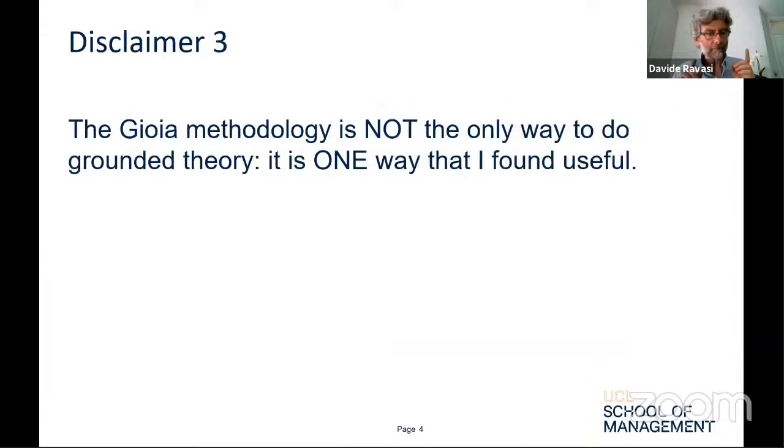Third disclaimer, I'm not saying that the Gioia methodology is the only way to do grounded theory. It is one way of doing grounded theory. And even though Dennis Gioia doesn't always call it like that, because then you get into a fight with people that say, oh no, that's not the right way of doing grounded theory. So you just do it, going back to what we discussed last week about the dangers of labeling your research whenever there's a label that is in the middle of a debate around different camps.